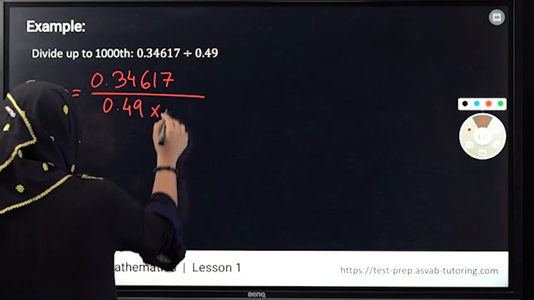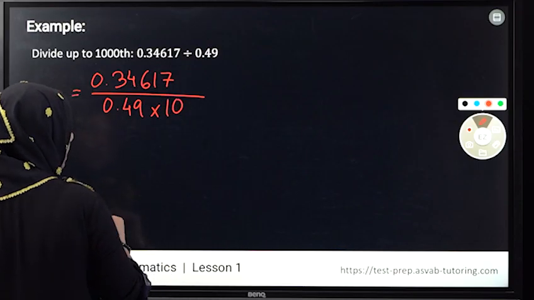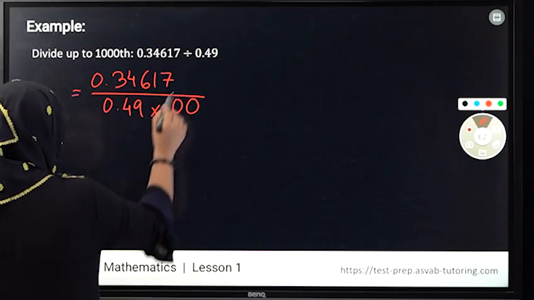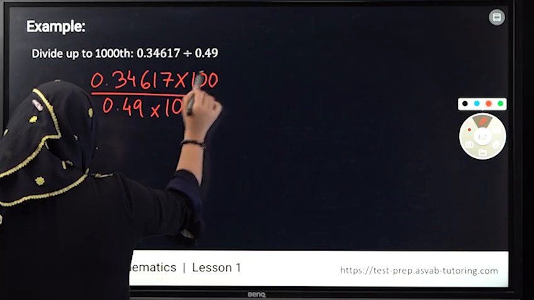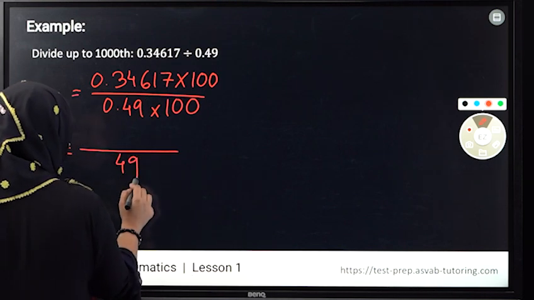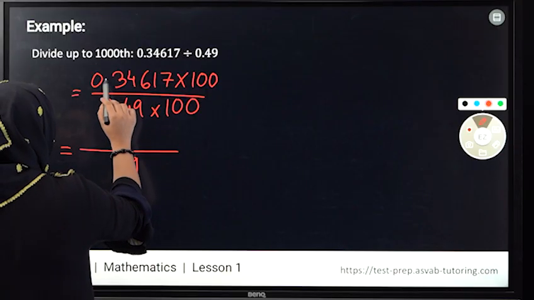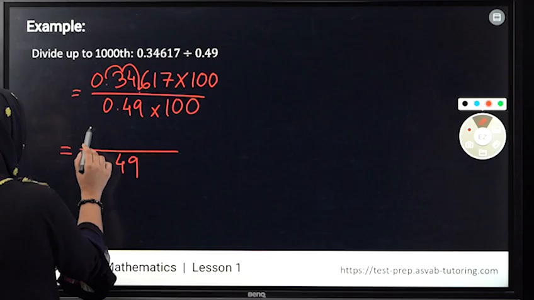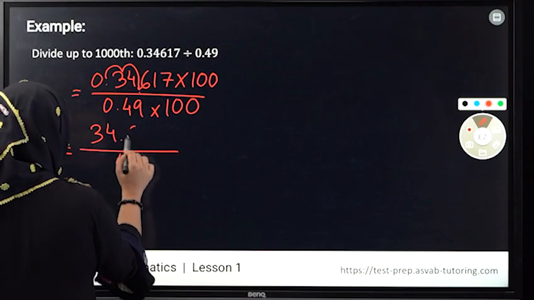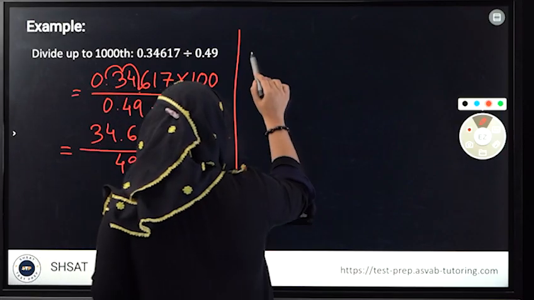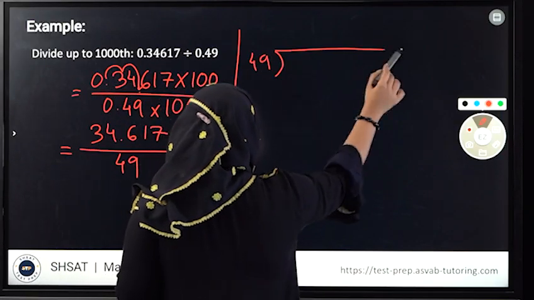To do that, we are not going to only multiply it by 10 because that just gets rid of one of the digits. We're going to multiply it by 100. If we do 100 over here, we need to do 100 over here, remember? That gives me 49 here, but here that gives me what? 1 and 2. So that gives me 34.617. Now what? Now we divide just like we have learned so far.